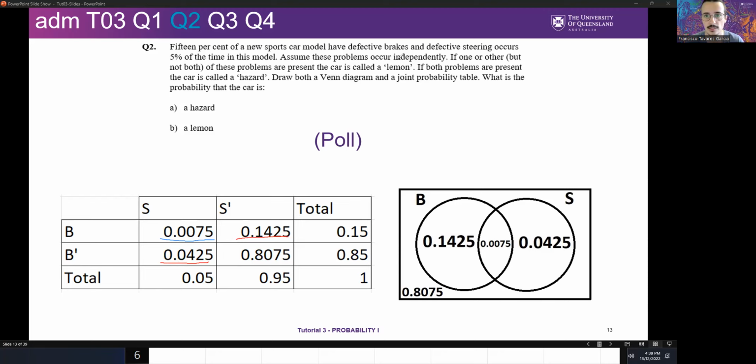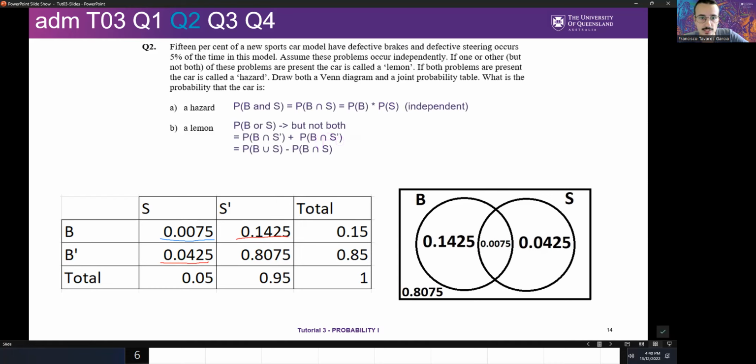Oh, sorry, I didn't share the results. You can see the results. Let's go to the next screen. So the probability of B and S, look at the notation, this little symbol here means and. Can you see? This is and. And it's the same as multiplying, because they are independent. We can say that this is the same as this. And this one here, let's change the color, it's this one.